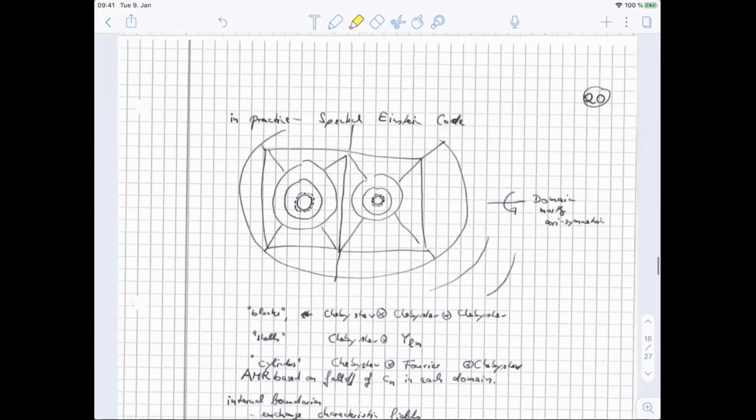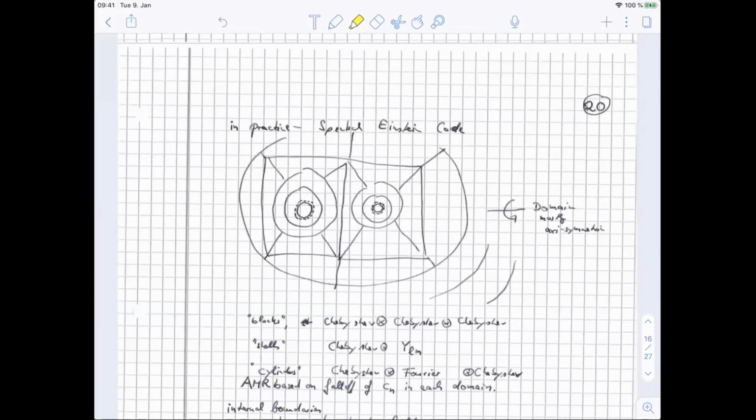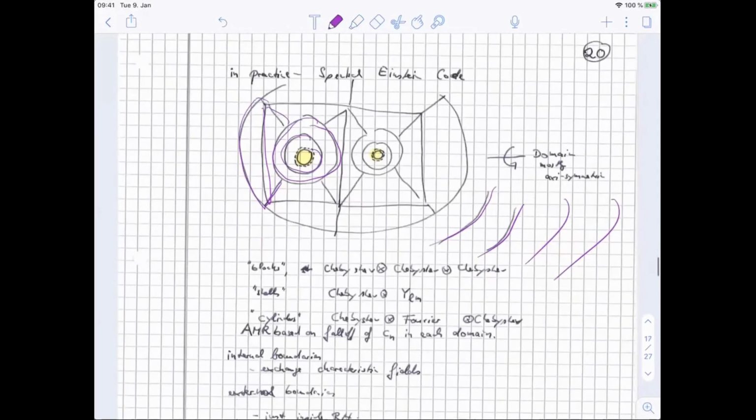And so what we do in SpEC in practice is we have two black holes, say, sitting down here. Around them, we first have concentric spherical shells. And then we have cylinders and other interesting looking domains that are still simple enough that you can expand in spectral basis functions. And ultimately, there is, at large distances, a set of concentric spherical shells again.